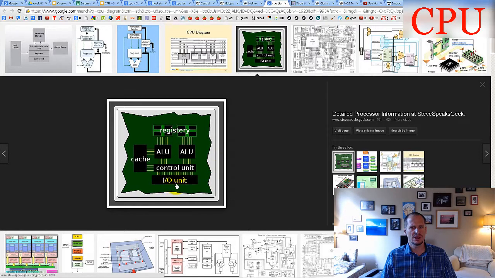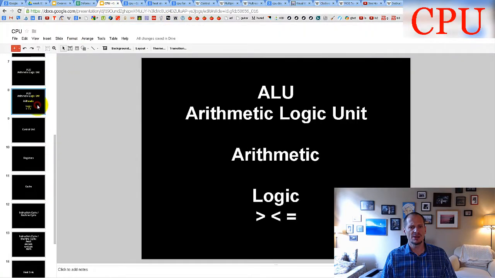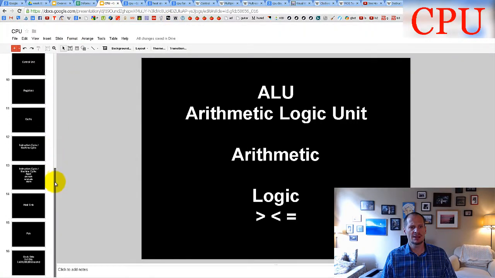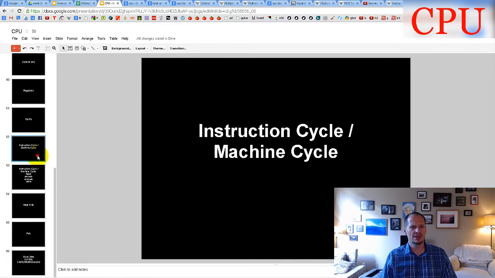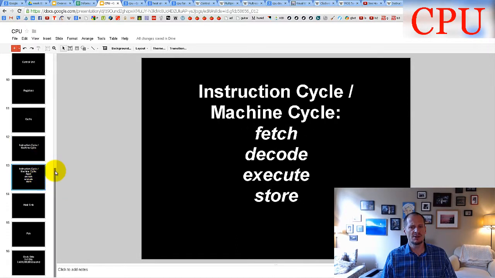This is where the zeros and ones come in and out of the CPU. You've learned about the control unit. That's the unit that controls everything that's happening in the CPU. And you've learned about the ALU, which is the arithmetic logic unit, which does the math and the comparisons. And you've also learned about the instruction cycle or the machine cycle, which is the fetch, decode, execute, store, which is the holy grail of the CPU. It's what the CPU is doing all day long.